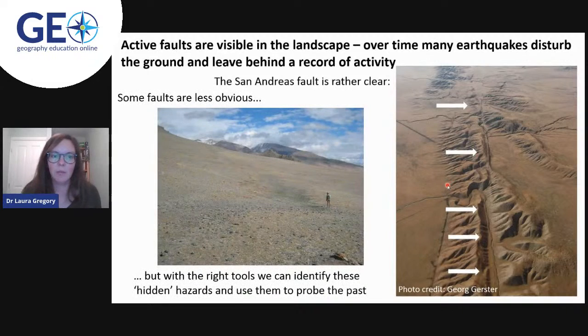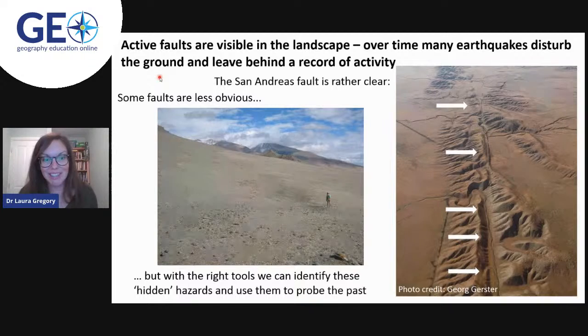Some faults are less obvious. The reason the San Andreas Fault is so obvious is because it has lots of earthquakes. But this is an example of a fault in Mongolia. And I'll put up some annotations in a second. But what I'd like you to do is just have a look and see if you can guess where the fault is in this picture. So hopefully you're all looking. It's very subtle. There's some mountains in the distance, and we're just standing on the side of a hill here.